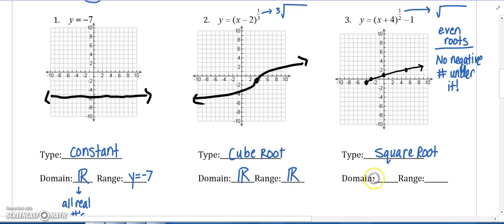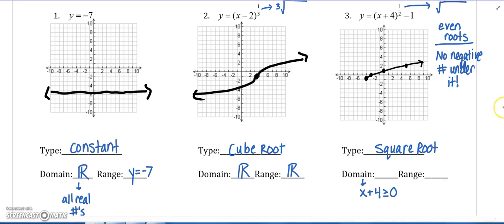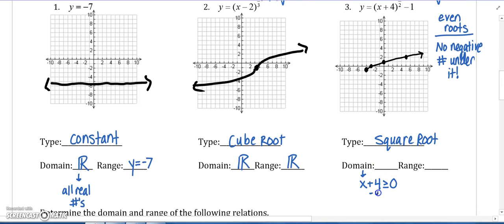But now when it comes to domain, I have to keep in mind that the part that's underneath my square root, which is this x plus 4 part, cannot be negative. If it can't be negative, the way we would write that is x plus 4 has to be greater than or equal to 0. That tells us that it has to be 0 or positive. If I solve that inequality real quick, I get x is greater than or equal to -4. So for my domain, I would say all reals where x is greater than or equal to -4. Hard to fit in there, I know, but that's what we've got.